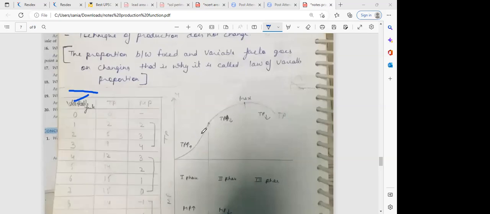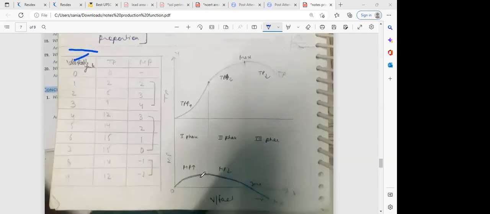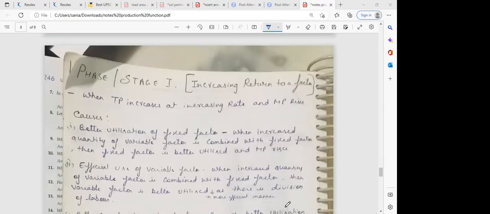Now coming to this. Next thing is that, of course, you have three stages, right? In the very first stage, TP is increasing at increasing rate and MP is also increasing. Then TP is decreasing at decreasing rate. Then MP is decreasing. Then TP is falling, MP becomes negative, like this. So what are the reasons for this?